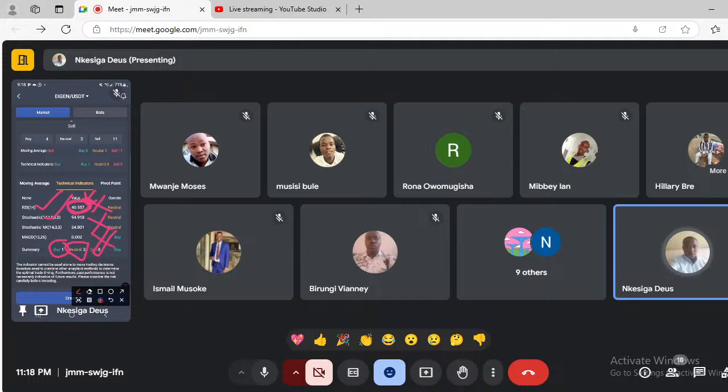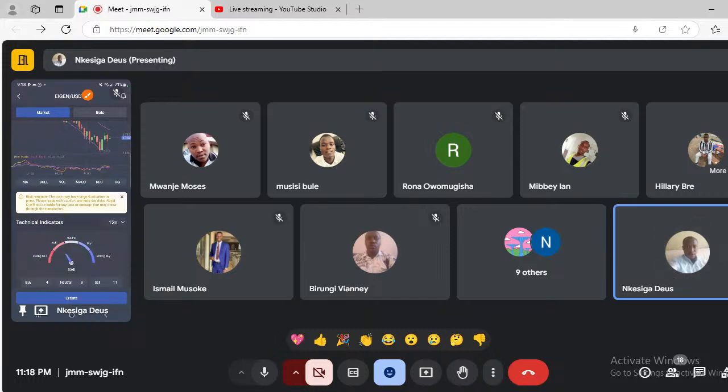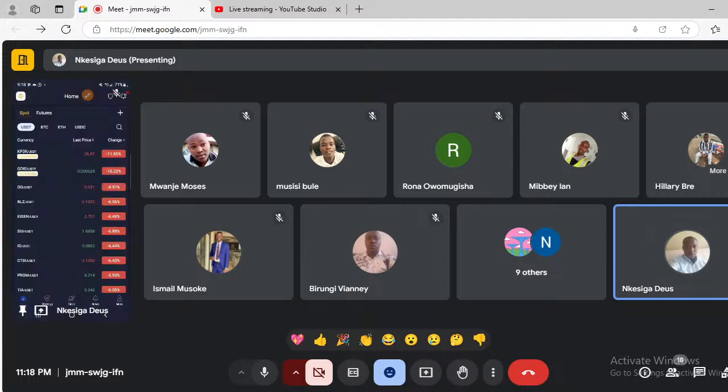Remember, we are on 15 minutes and we are checking how the indicators are reacting on this coin. Are we together? Yes, I think we are together. Okay, let's check another coin.